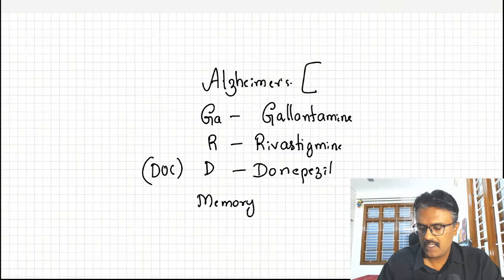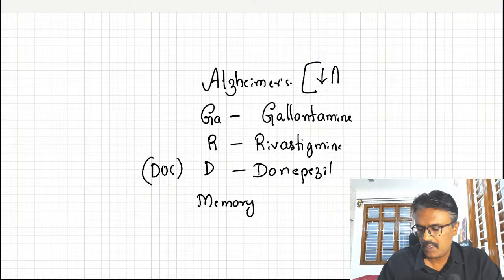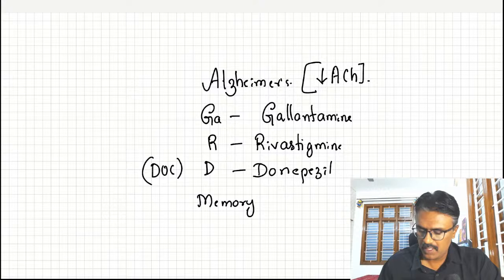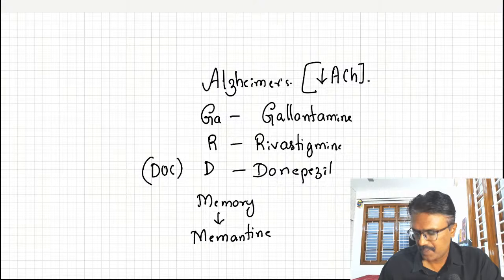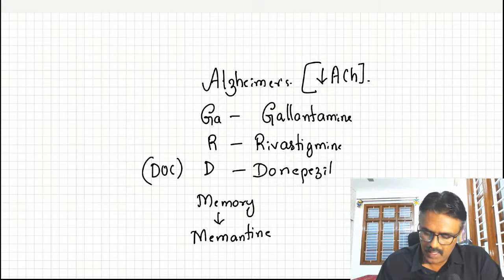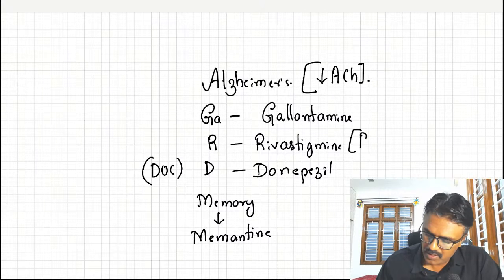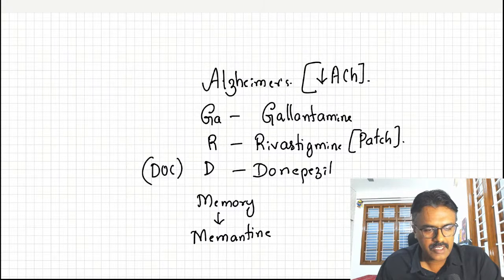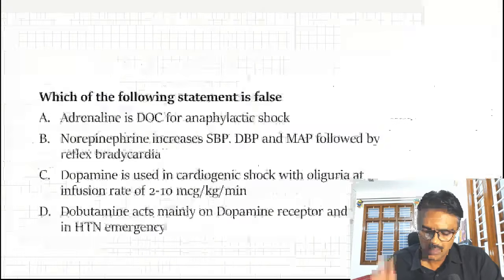And what is decreased in Alzheimer's disease? The neurotransmitter is acetylcholine. And for memory, the drug name is memantine. So these are the drugs for Alzheimer's disease. Now, what is available as a patch? Rivastigmine is available as a patch. Very good, Sai Krishna. Let's move to the next question.